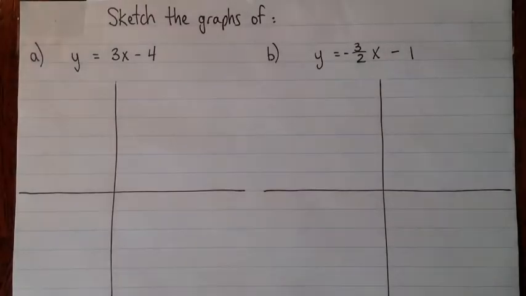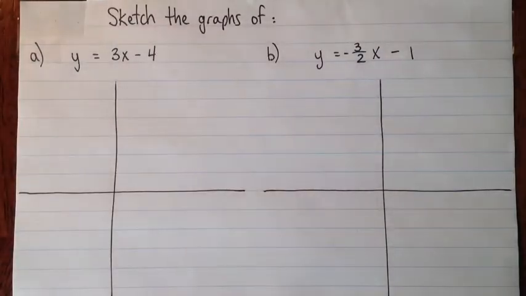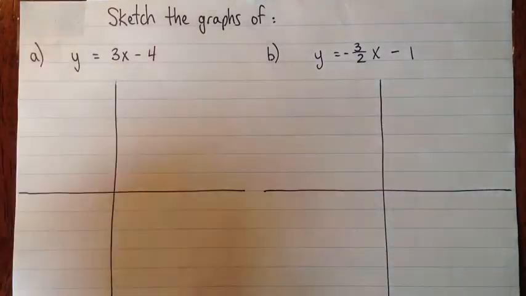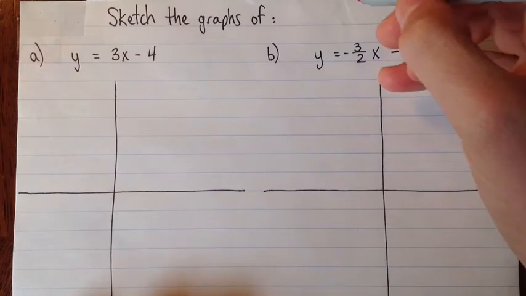In this video, I'm going to show you how to sketch the graph of a linear function if you know its equation in slope-intercept form. So that's y equals mx plus b. So here are two examples, and in each case we're asked to sketch the graph of an equation. And the equation is the y equals mx plus b form. So that's the slope-intercept form.